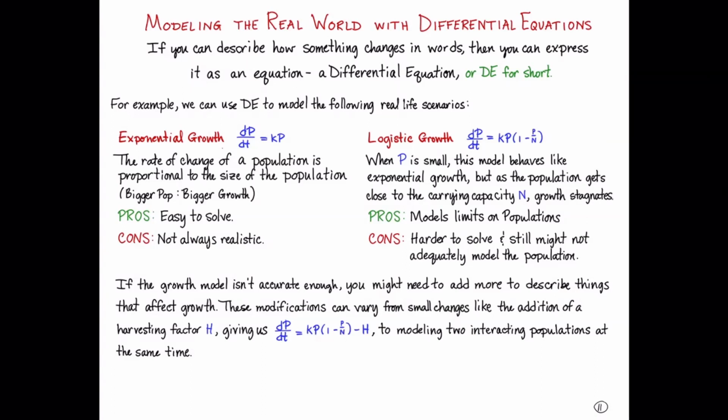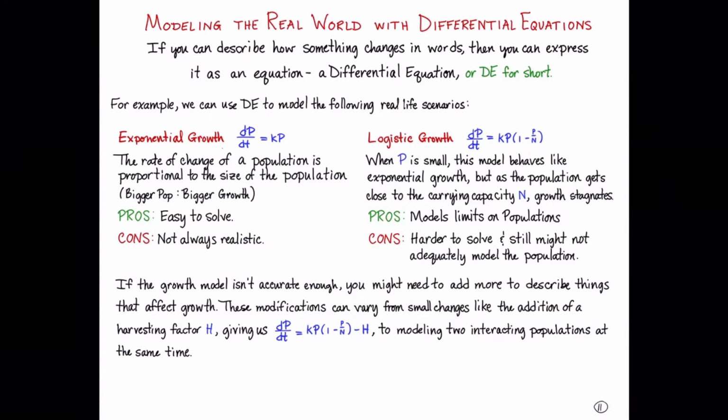So we can add in this 1 minus p over n, where n is our carrying capacity. So imagine a lake, and we have 1,000 fish in it. That is the carrying capacity. If you stock it with more than 1,000 fish, then eventually they're all going to die and you'll just end up with 1,000 fish. If you stock it with less than 1,000 fish, then it'll just grow and get closer and closer to that 1,000 fish. So that's what we mean by the carrying capacity.